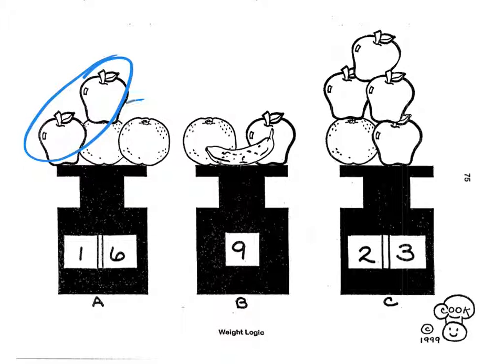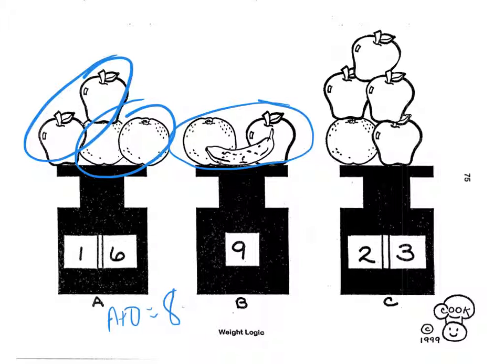If 2 apples and 2 oranges are 16, then apple plus orange must be 8. Right, so if we cut it in half equally, it must be 8. So we look at these two, and they're 8 plus the banana. That leaves the banana to be 1.